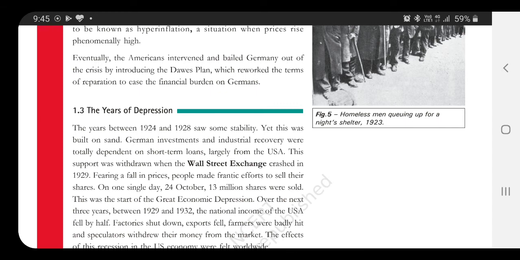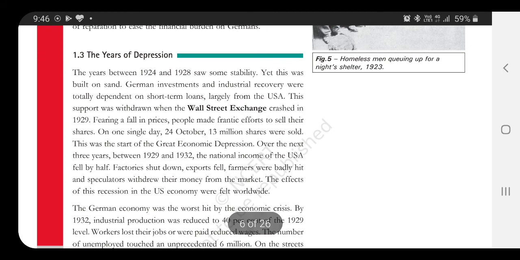It was built on sand. You can understand how unpredictable it was. Anytime the situation could again go into the worst kind. So German investments and industrial recovery were totally dependent on short-term loans, largely from the USA. And this support was withdrawn when the Wall Street Exchange crashed in 1929.